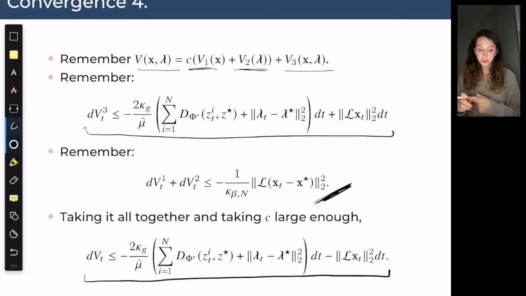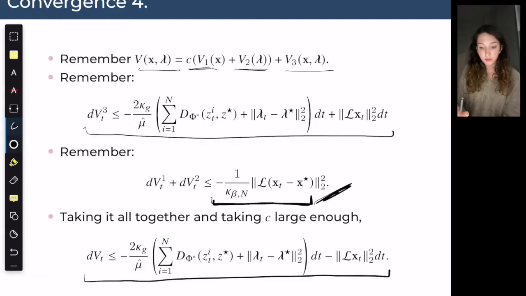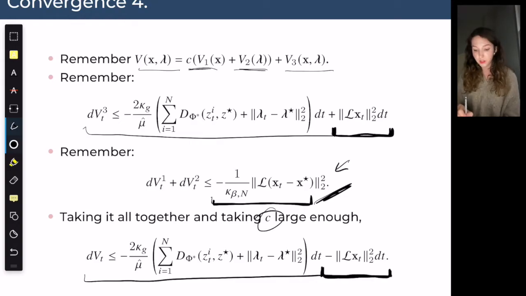And one thing to mention here is that from our dV_t1, dV_t2, we get a negative term. And from our dV_t3, we get a positive term here. So if we assume that C is large enough so that this negative term wins over the positive term, then we have this negative term over here. And this is crucial if we want to, again, bound these dynamics of the Lyapunov function with something negative. Okay.